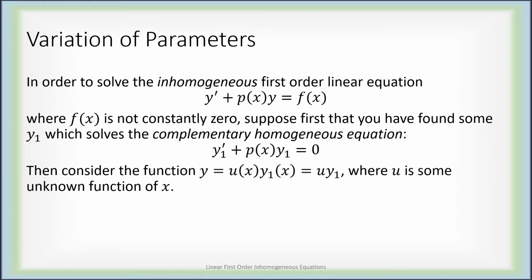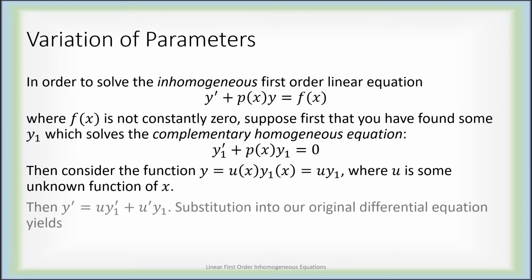Now we're going to presume that the function y that solves the linear equation at the top is some unknown function of x, u of x, times the function we already found, y sub 1. So y sub 1 solves the complementary homogeneous equation, and u is an unknown function, and we're crossing our fingers and hoping that u of x times y1 happens to solve the inhomogeneous equation.